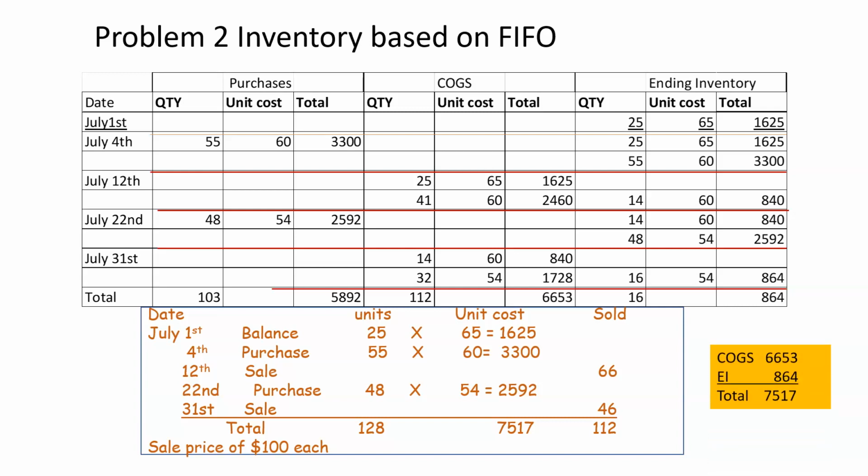And again, you'll always want to make sure you add up your cost of goods sold and ending inventory and make sure it equals your total cost of goods available for sale, which is the $75.17. Also, do that chart that I'm showing you right there at the bottom because that makes sure you've got things to tie to.